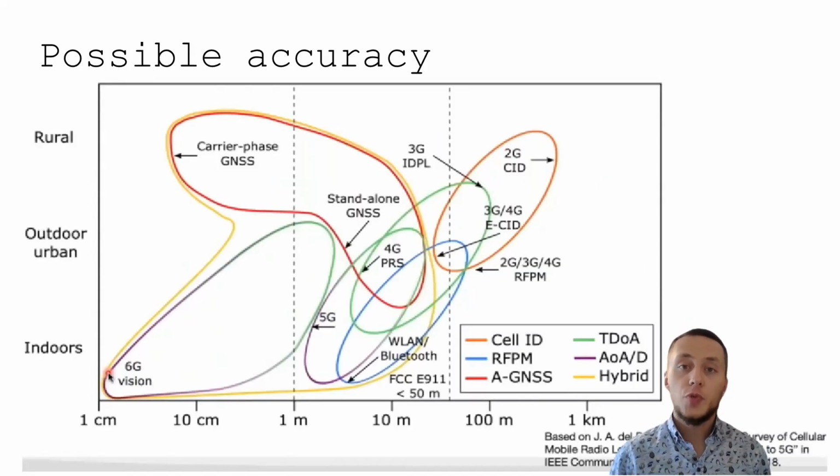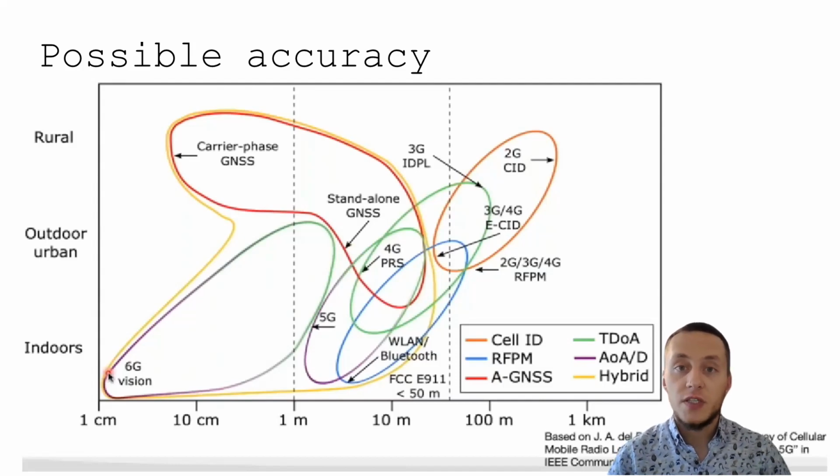When it comes to possible accuracy, we can look at this picture from one of the surveys. We can see how Cell ID based technologies may give us around hundreds of meters accuracy, whereas Wi-Fi or Bluetooth or 4G based technologies may give us around 10 meters accuracy, whereas 5G may give us around 1 meter accuracy, which is comparable with GPS, with satellite-based technologies.